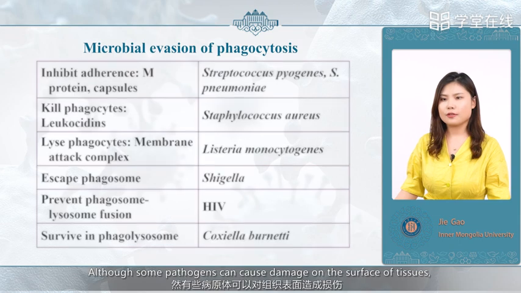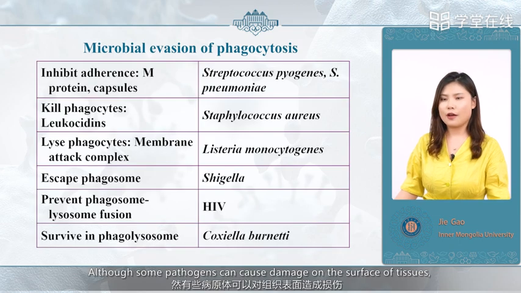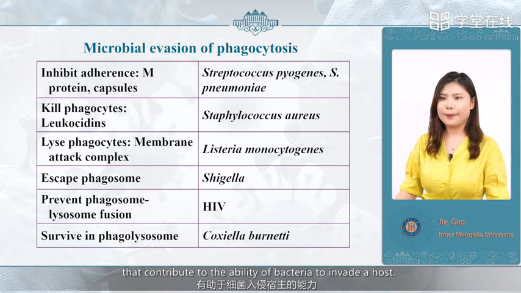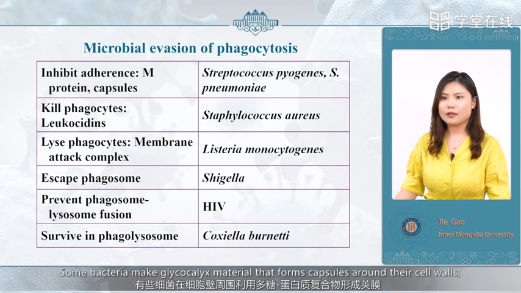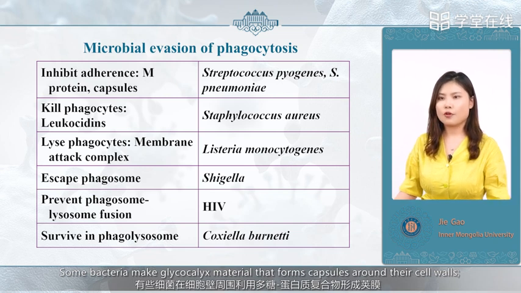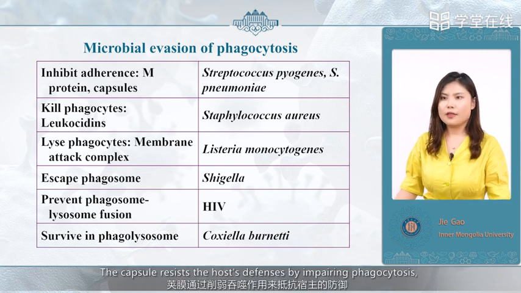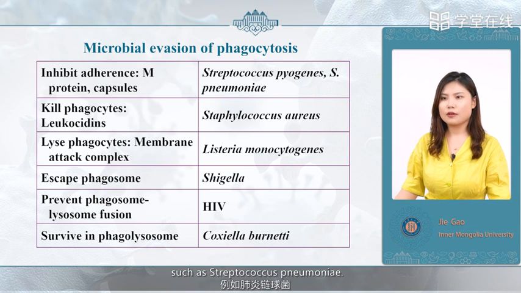Although some pathogens can cause damage on the surface of tissues, most must penetrate tissues to cause disease. Here we will consider several factors that contribute to the ability of bacteria to invade a host. Some bacteria make glycocalyx material that forms capsules around their cell walls. This property increases the virulence of pathogenic species. The capsule resists the host's defenses by impairing phagocytosis, such as in Streptococcus pneumoniae.